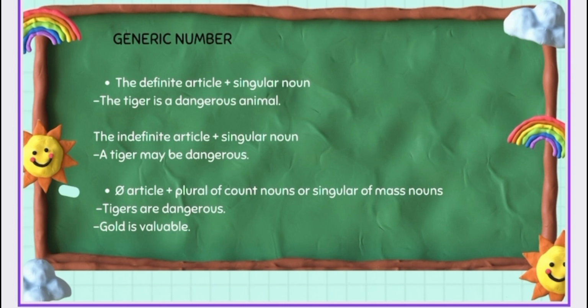There are three ways to express generic number in English. First one, the definite article plus singular noun. For example, the tiger is a dangerous animal. Second one, the indefinite article plus singular noun. A tiger may be dangerous. The last one, no article plus plural of count nouns or a singular of mass nouns. Tigers are dangerous, or gold is valuable.